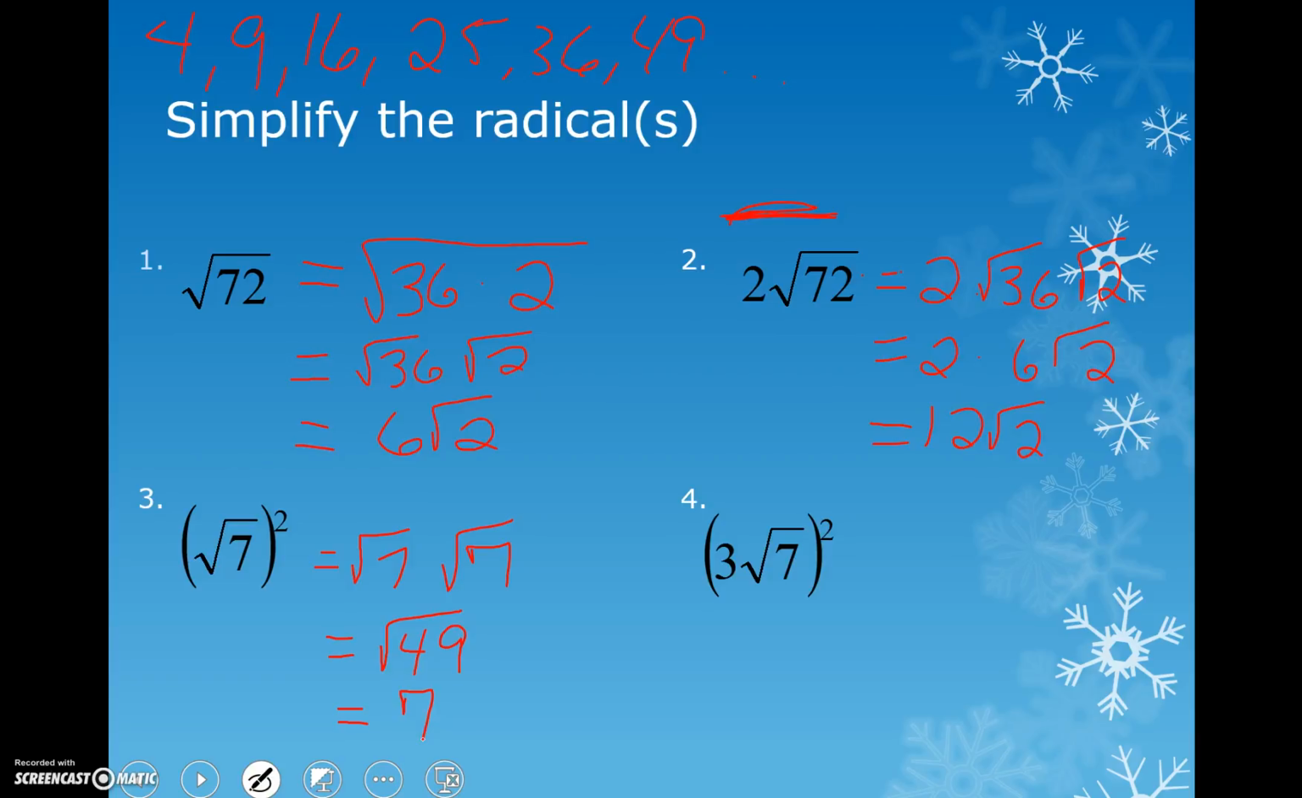Now we have to be careful with ones like number 4, because you have to keep in mind that this is doing 3 times the square root of 7 times 3 times the square root of 7. And so when you're rearranging things around, there's a 3 times the 3 out here to get 9. Square root of 7 times square root of 7 ends up being 7, because that's what we did in number 3.